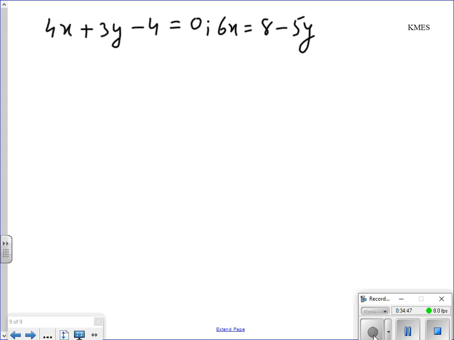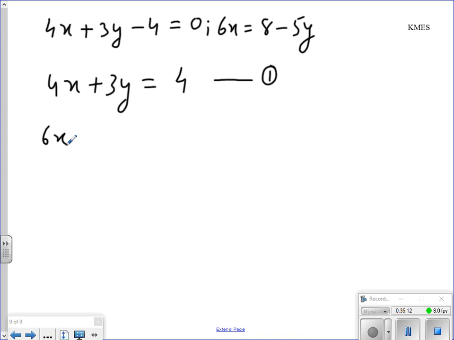If you look at the given equations, you will realize that the equations are not in proper format. So let us write down the first equation in the form ax plus by equal to c. So we'll change that given equation as 4x plus 3y equal to minus 4 goes on the other side, it will become plus 4. That will give us equation number 1.